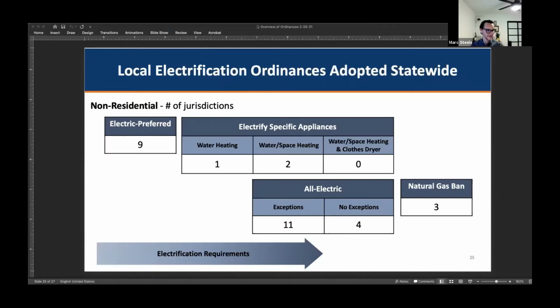And then the final group that we want to take a look at is going to be non-residential requirements. So again, electric preferred or an all-electric requirement are the dominant types of electrification ordinances adopted in the state. And for all-electric, we see quite a few that come in with exceptions. And of these 11, all 11 have an exception for for-profit kitchen equipment. So gas ranges and stoves, and not too many exceptions otherwise.